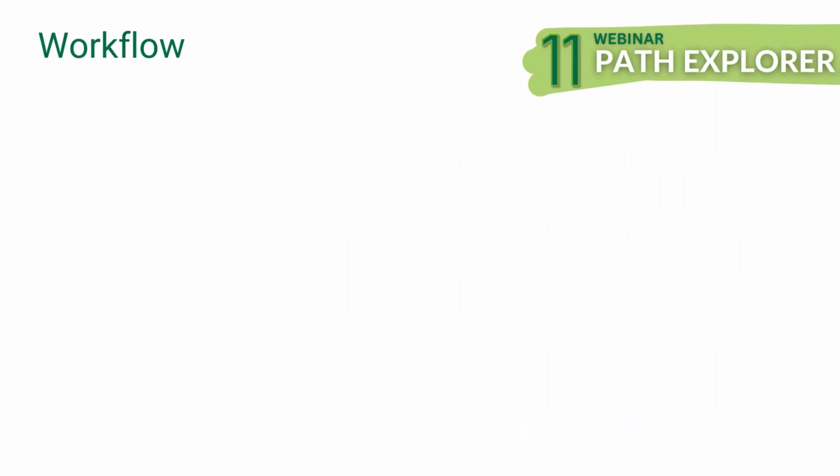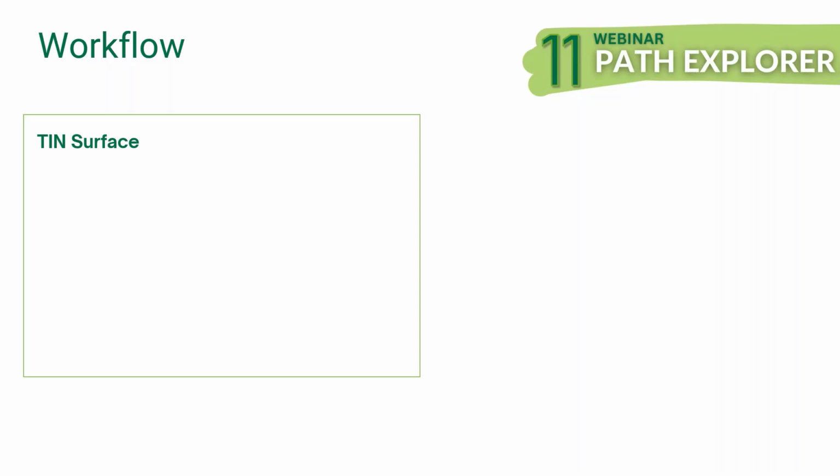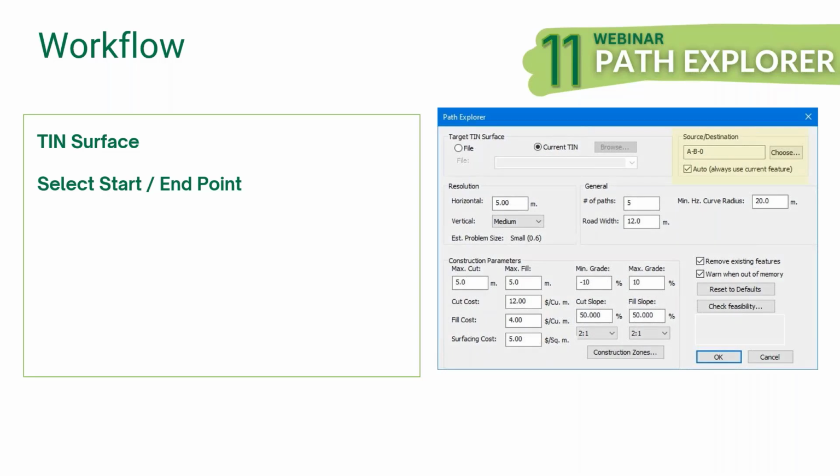In terms of a workflow, it's a little bit different than any of our other optimization tools. Again, this is landscape level. It's in the terrain module. So step 1 in the workflow is to create a tin surface. As long as you've got a tin surface and a feature which represents your A and your B, we're then going to go up into Path Explorer. You are going to select that feature. If it's currently selected, it should show up here using that auto checkbox. It'll use the current feature, or you can go and actually choose that feature you've created that represents your start and your end point.